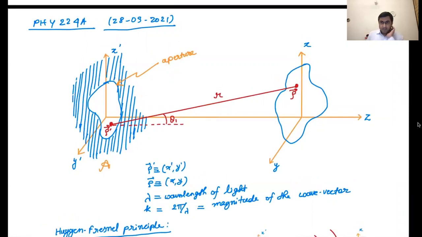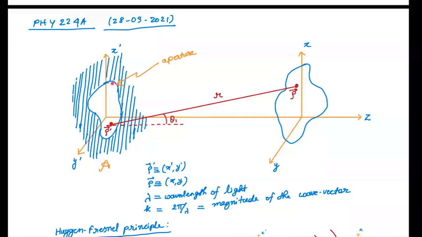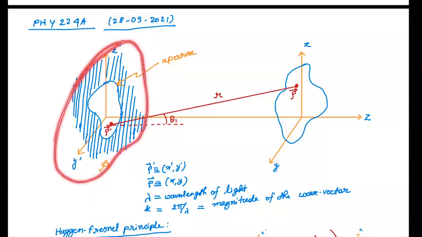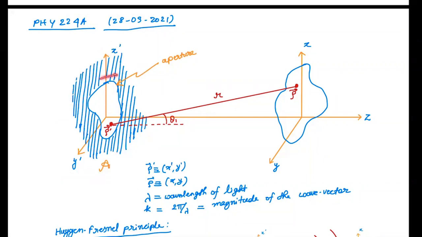So in diffraction theory, the question that we ask is the following. Suppose here, this is an opening, an aperture, a 2D aperture. This is an X prime, Y prime plane on which we have some aperture. Now, an aperture can be an opening in an otherwise opaque wall, or it could be an intensity amplitude variation or phase variation.